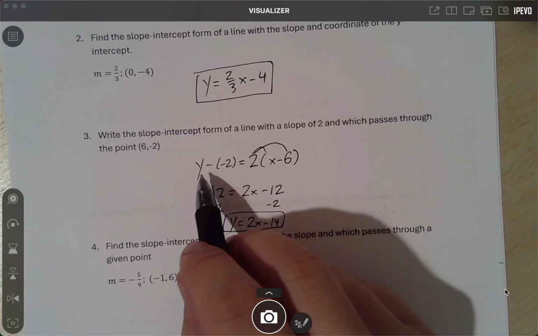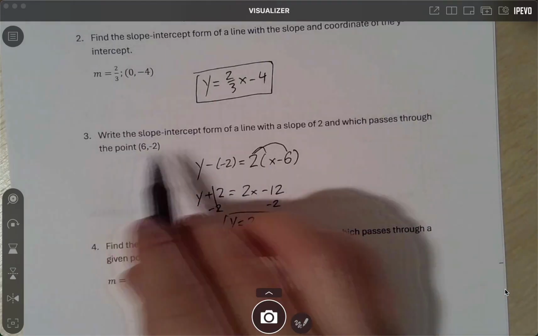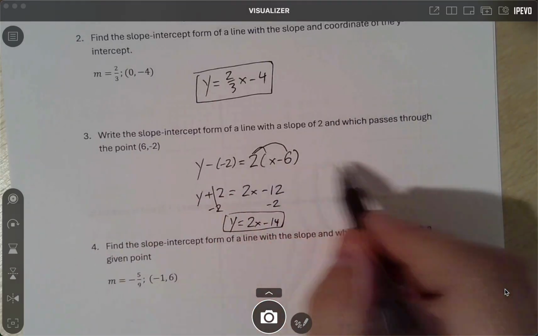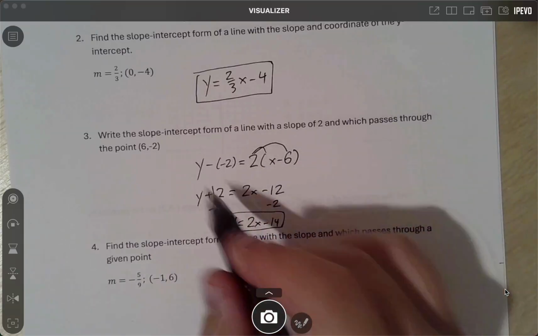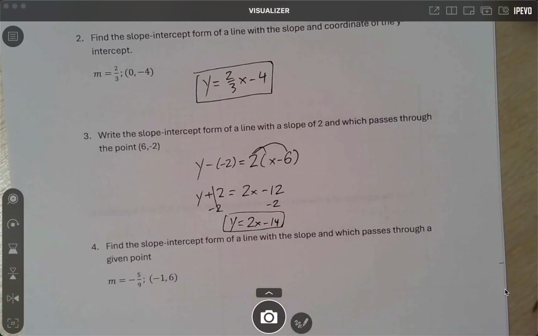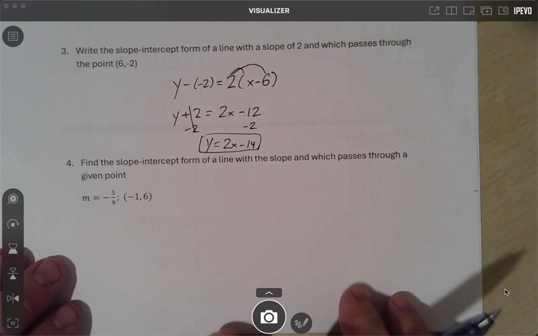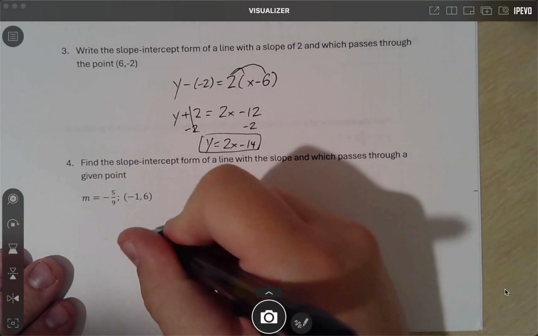Because we started with point slope, because I had a point and a slope, but I was able to do some little algebra, do my distributive property, move some stuff over, and now I got the slope-intercept form. All right, we got another one that's a little bit more nasty.